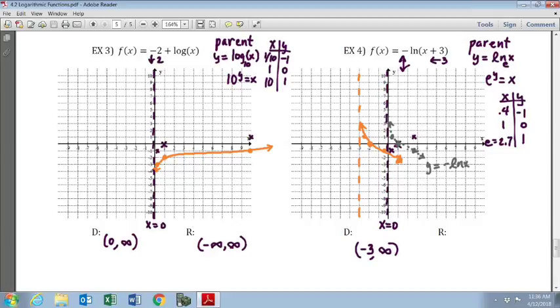Now there is no lowest point. It does keep going down forever and it does go up forever. So it is all real numbers.